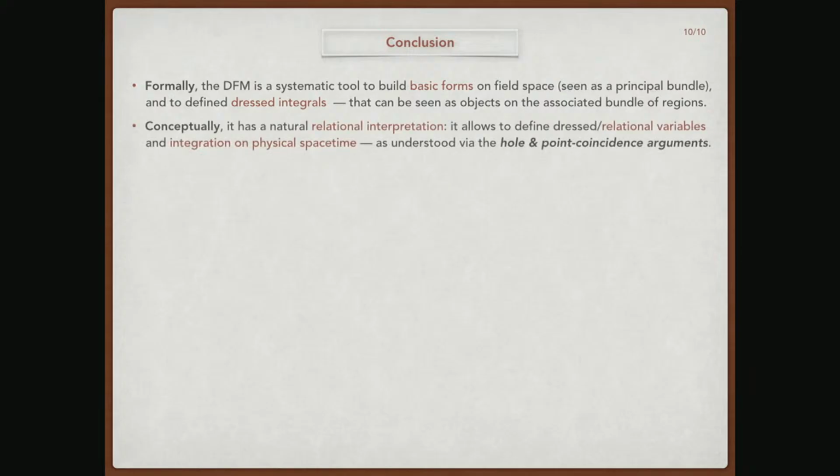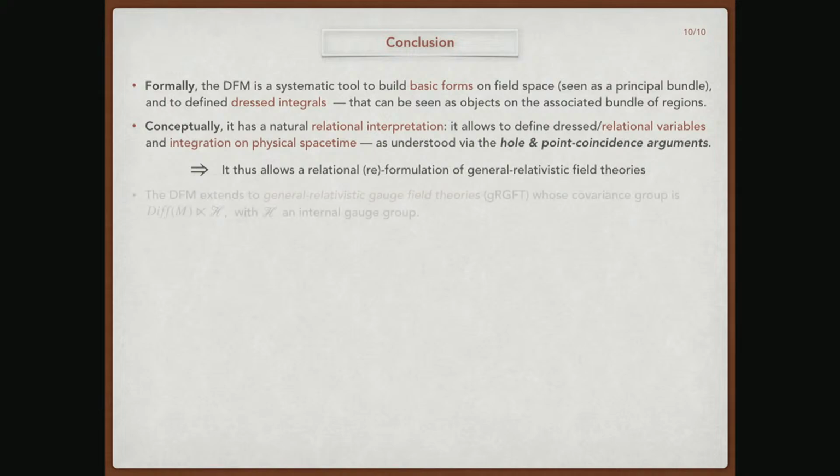Conceptually, it has a very natural relational interpretation, provided you build your dressing field via the available degrees of freedom, and you don't import them as extra degrees of freedom. And it gives you natural relational variables that implement the point coincidence argument. And thus it allows a kind of invariant relational reformulation of general relativistic theories.